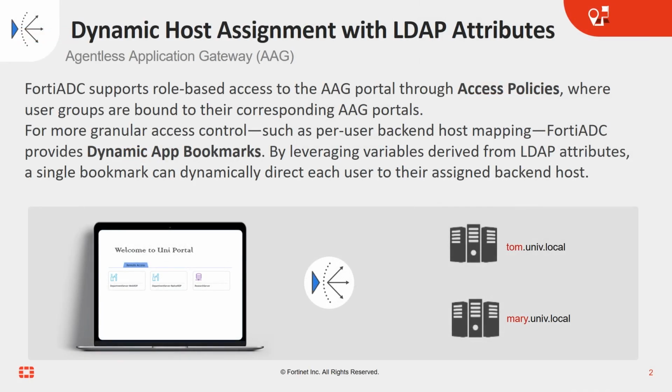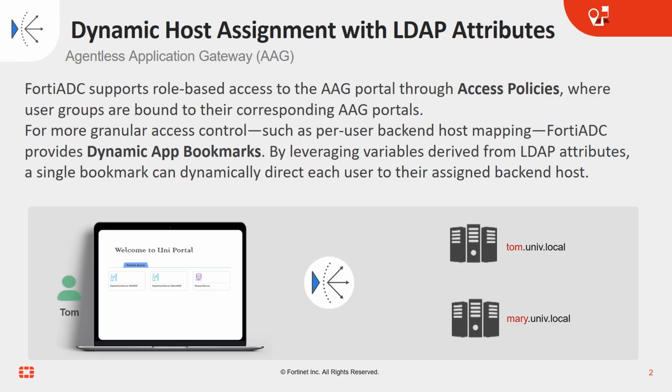FortiADC supports role-based access to the AAG portal through access policies, where user groups are bound to their corresponding AAG portals. For more granular access control, such as per-user backend host mapping, FortiADC provides dynamic app bookmarks. By leveraging variables derived from LDAP attributes, a single bookmark can dynamically direct each user to their assigned backend host.